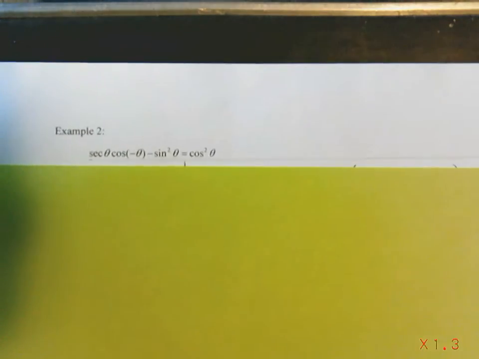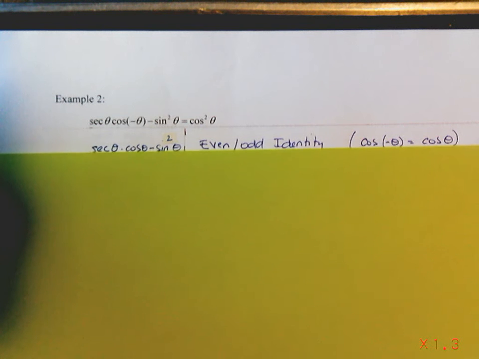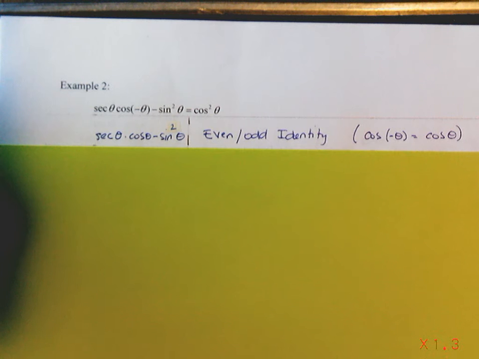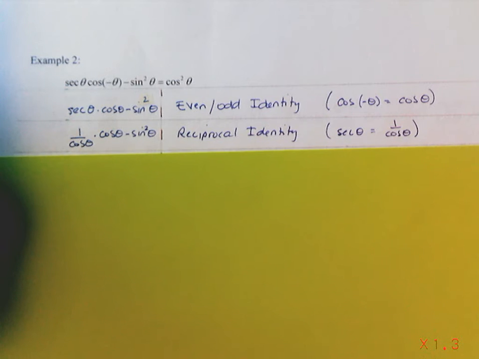My next example: secant theta times cosine negative theta minus sine squared theta equals cosine squared theta. This one, if I did some simple substitution, it may work, but my substitution is going to be cosine negative theta is going to be replaced with cosine theta. And that's an even-odd identity. Then I replace secant theta with 1 over cosine theta. And I've done this several times, so I know where I'm going with this.